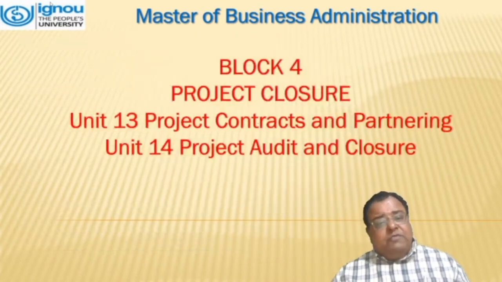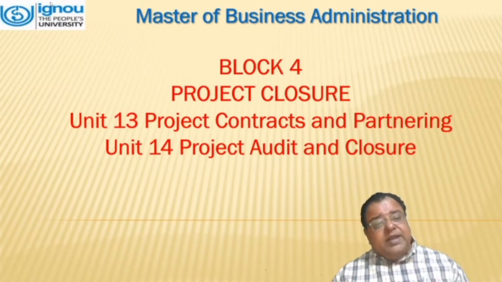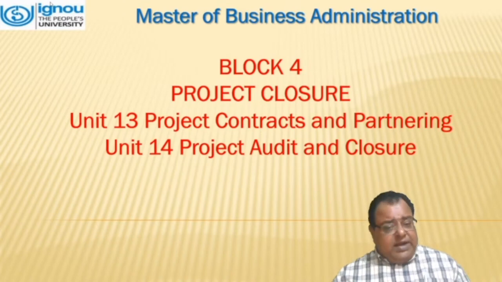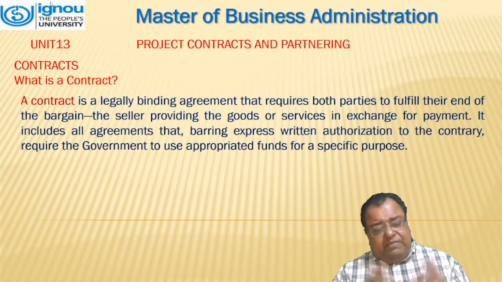Now we move to block 4, which includes two units, that is project closure: project contracts and partnering, and project audit and closure. We will start with unit 13, that is project contracts and partnering. First of all, what are contracts? What is a contract?